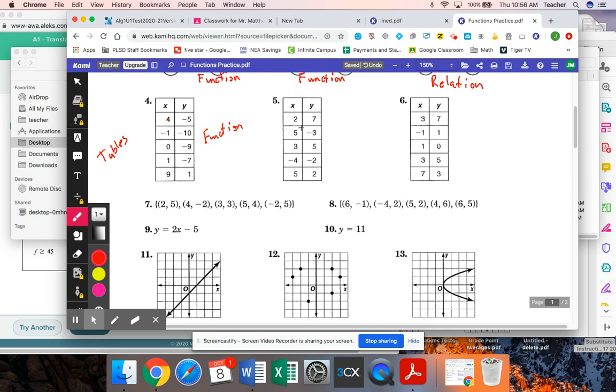The thing that jumps out at me here is that I have a 5 here and a 5 here. Notice that this 5 goes to -3, but it's saying that 5 also goes to 2. That's not going to fly. That is not a function, it's a relation.